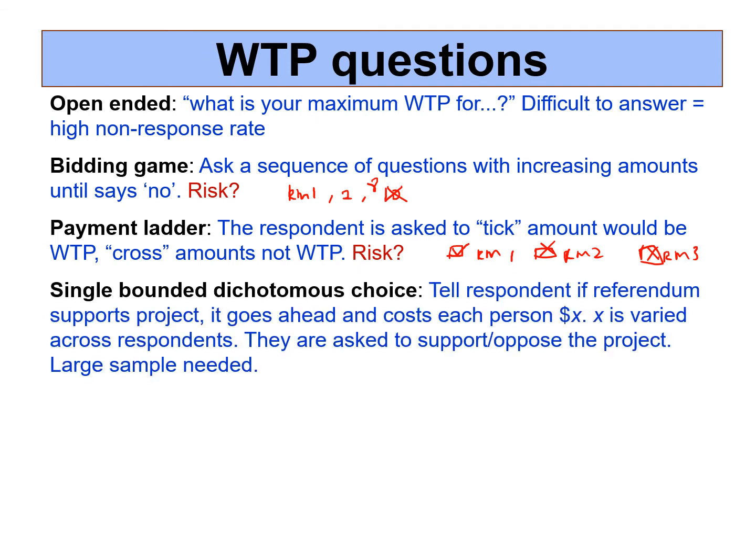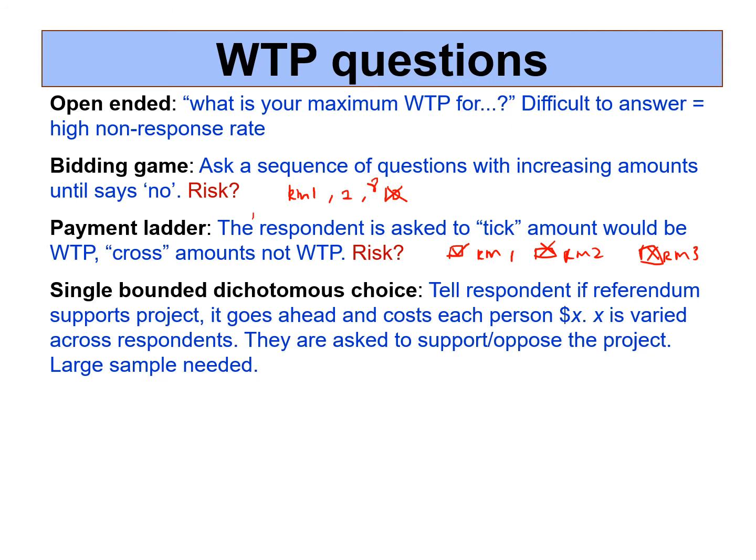The next one, we call it single bounded dichotomous choice. You will tell the respondents, if the referendum supports the project, it goes ahead and costs each person, for instance, RM1. And the amount is actually varied across respondents. They are asked to support or oppose the project. And in this case, large samples are actually needed. Okay, so the amounts are varied across different respondents.